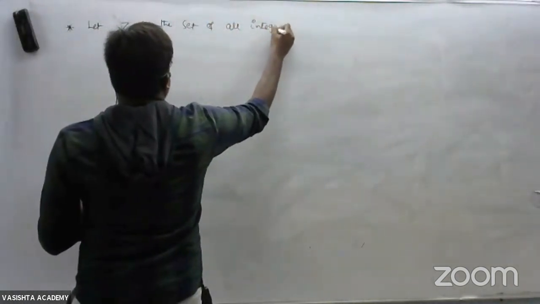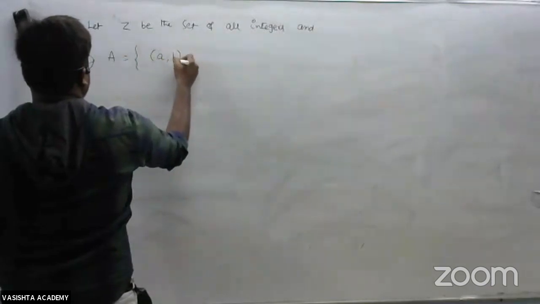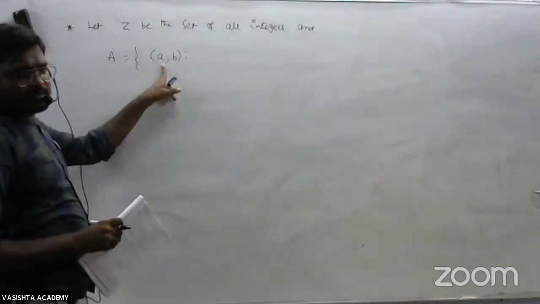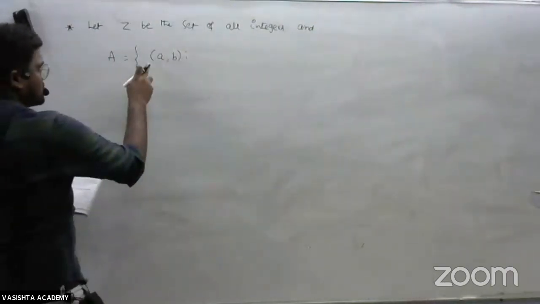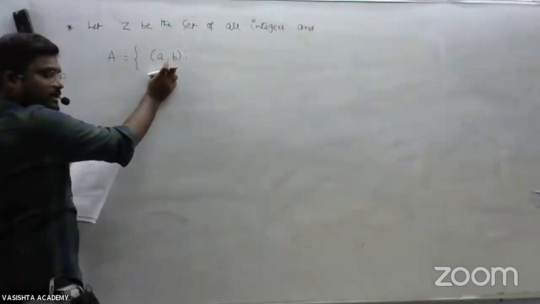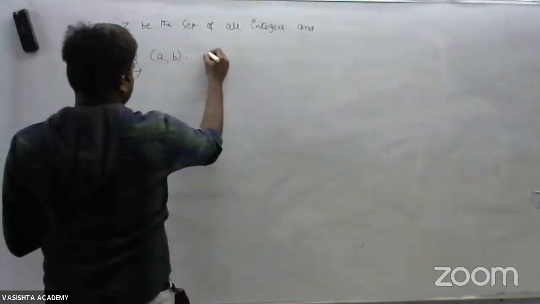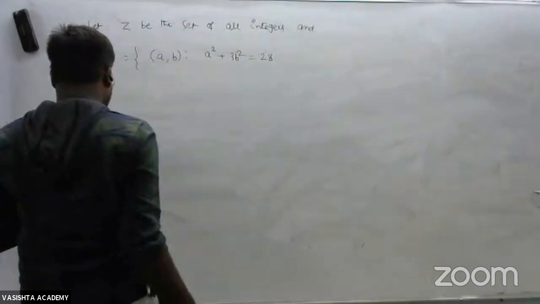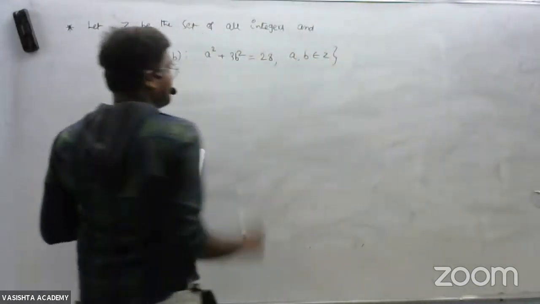Let Z be the set of all integers and set A is equal to. This is called an ordered pair. I'll speak more about this ordered pair when I start relations. Instead of giving it as one element, he is giving set A as the set of all ordered pairs (a, b) such that a square plus 3b square equal to 28, and (a, b) belongs to Z.